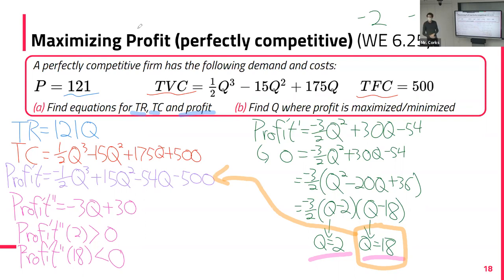We got some time. I have to erase something, so you guys can try to calculate that while I make some space here. So try to tell me what the actual maximum profit will be. Happens when Q is equal to 18.